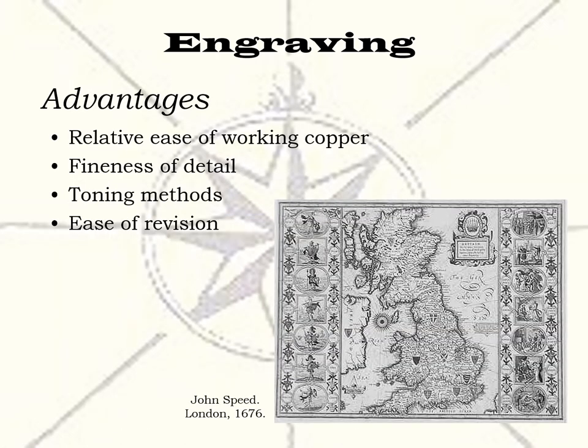So what are the advantages of engraved maps? Well, first, it was relatively easy to work the copper, the material allowing the engraving of curves and lettering and so forth. It was also possible to get very fine detail. And it was possible to engrave areas of toning by the use of hatchering, stipple, and so forth. Finally, it was relatively easy to make revisions. All you needed to do was beat out the surface to smooth it out, polish it, and then re-engrave.